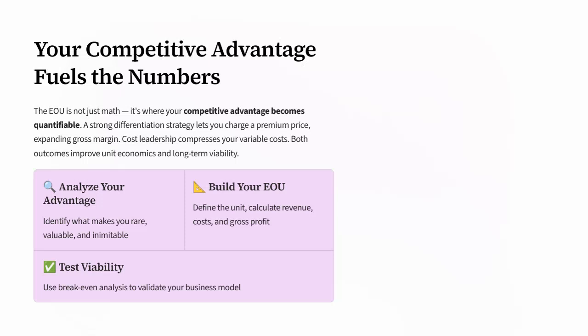This is where strategy becomes measurable. Your competitive advantage directly shapes unit economics. Differentiation can support premium pricing and stronger margins, while cost leadership reduces variable costs. Define your unit. Calculate revenue, costs, and gross profit, then use break-even analysis to test long-term viability.